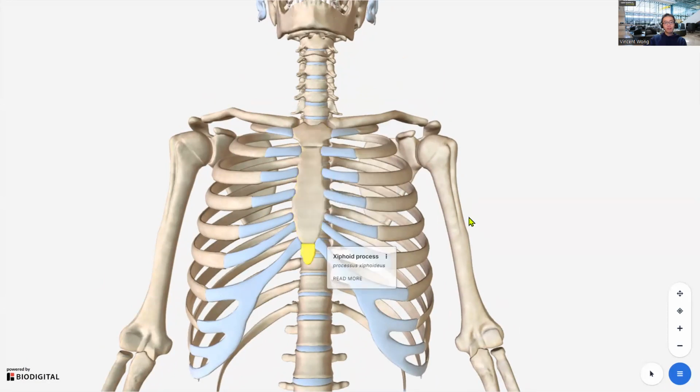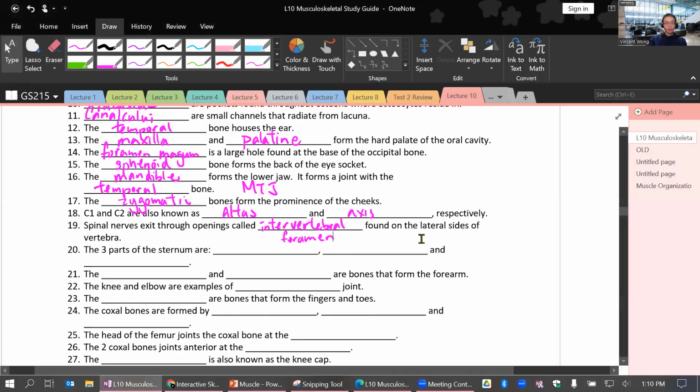And then we have the xiphoid process. That's where the diaphragm is going to hook onto. Okay. So this whole thing is the sternum, the breastbone. So manubrium, body, and xiphoid process. Okay.